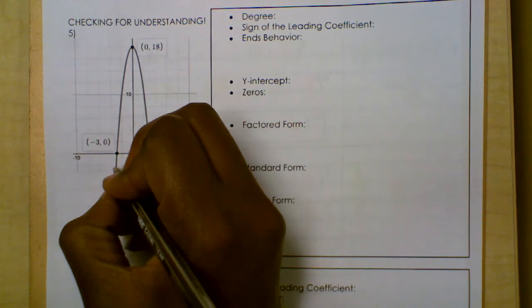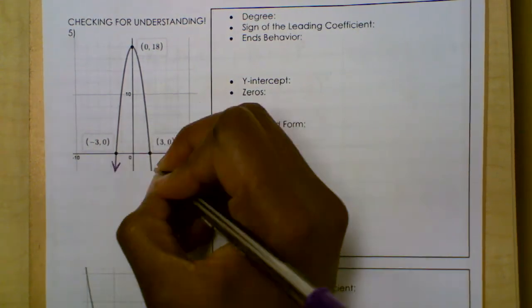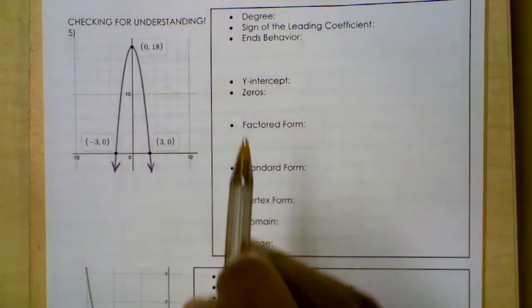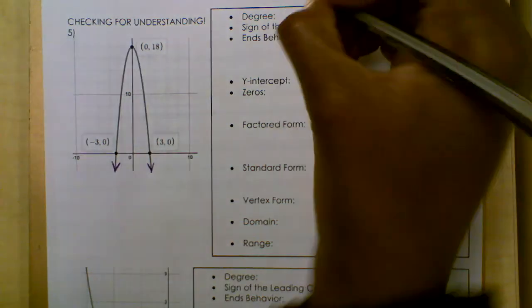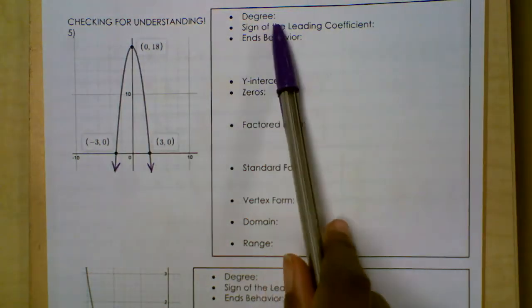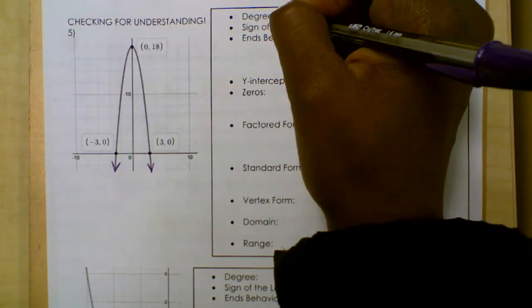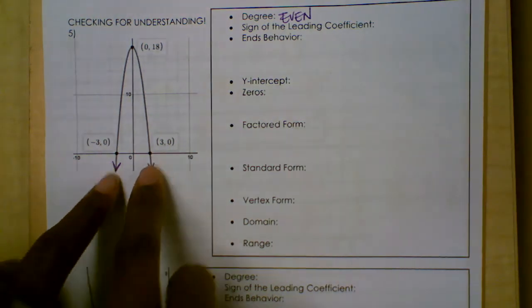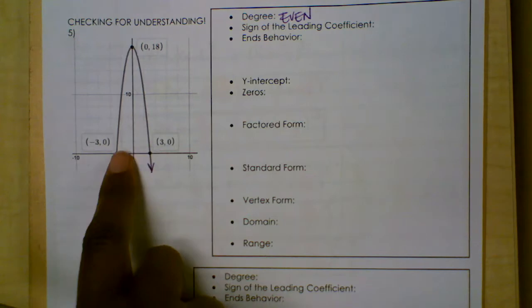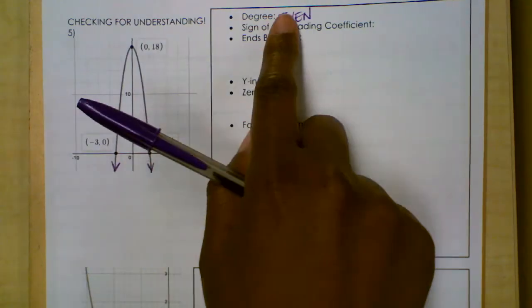I'm going to include the arrows right here at the end. Then you're going to identify the first key feature, which is the degree. The degree can be either odd or even. In this example, the degree is even, and the reason why is because both arrows are pointing toward the same direction. That's why the degree is even.